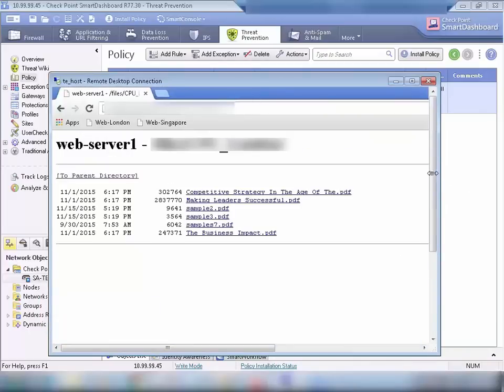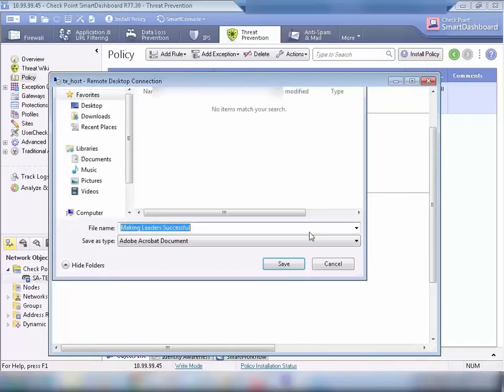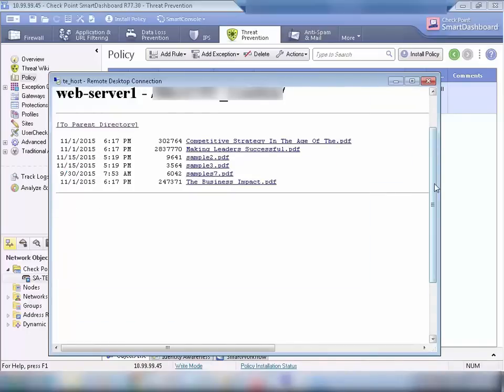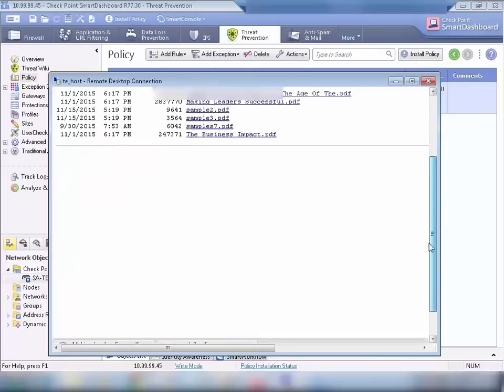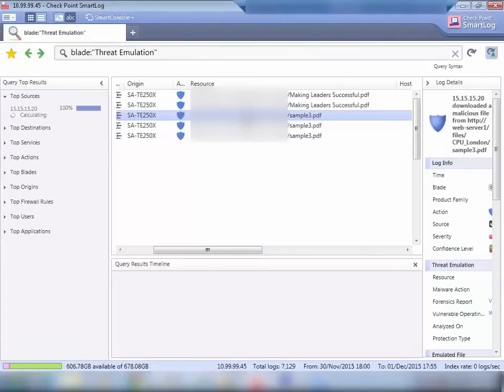Next, let's try to download the file with the unknown malware, makingleaderssuccessful.pdf, which also includes the evasion sample file that uses ROP at the exploit stage. Once again, the file is accurately identified and blocked, preventing it from entering the network. Let's take a closer look at SandBlast to understand how and why it is able to block these files.